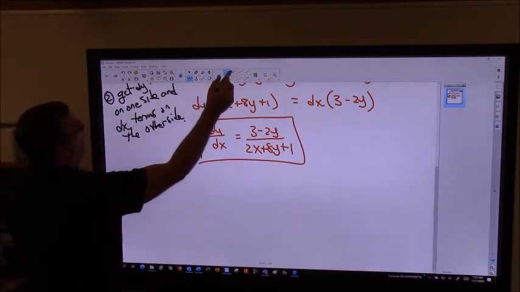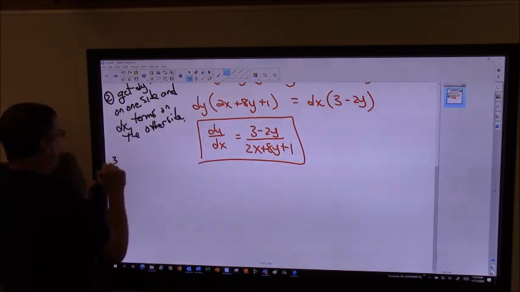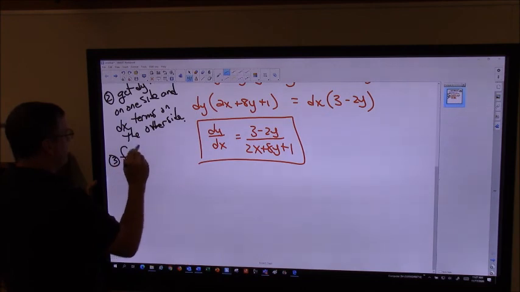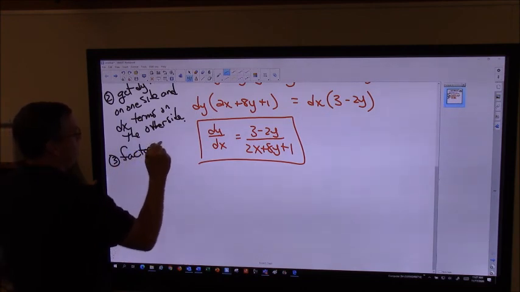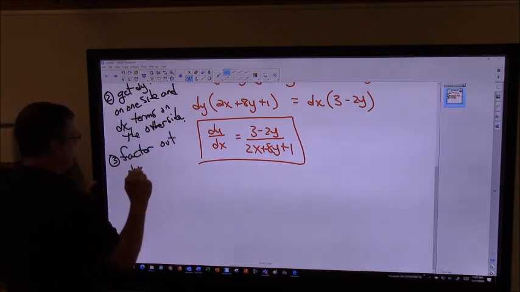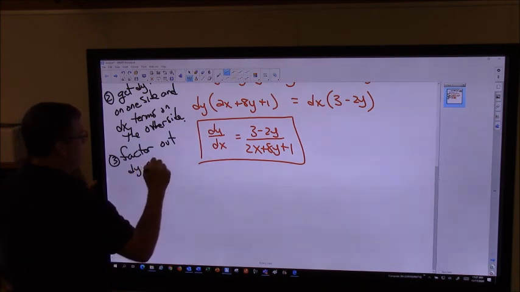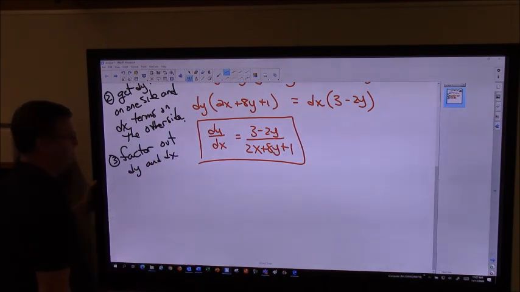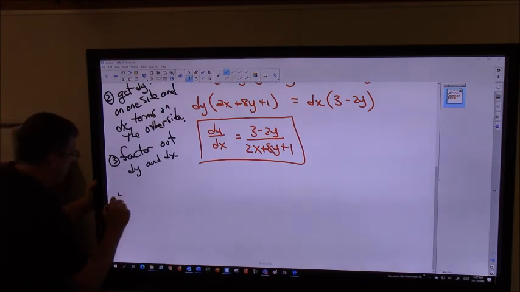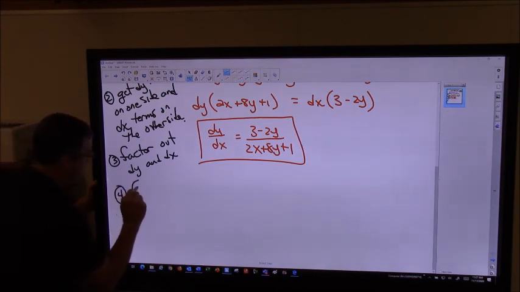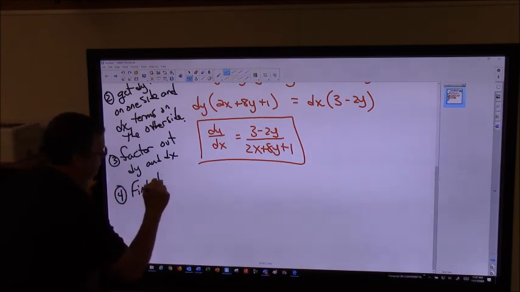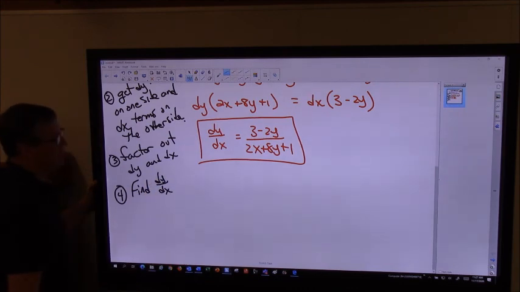Okay, so let's see, I'm going to say factor out dy's and dx's. And then fourth thing is find dy over dx. That's our derivative.